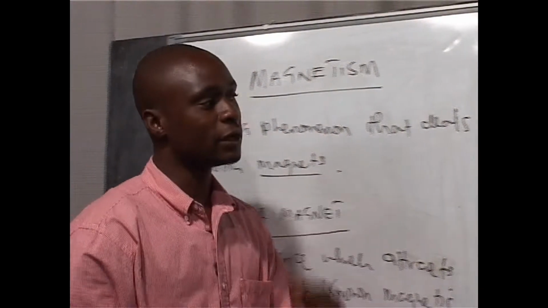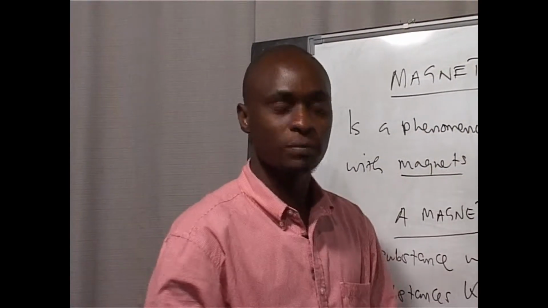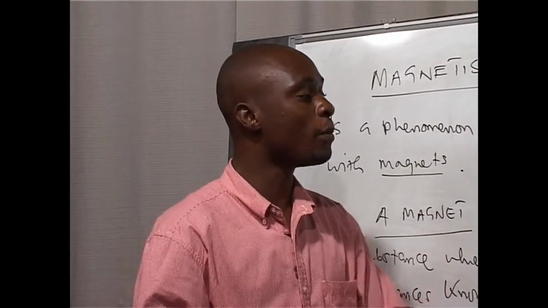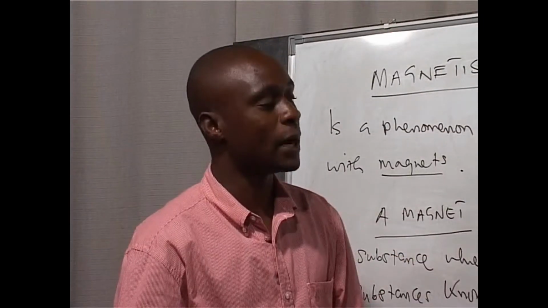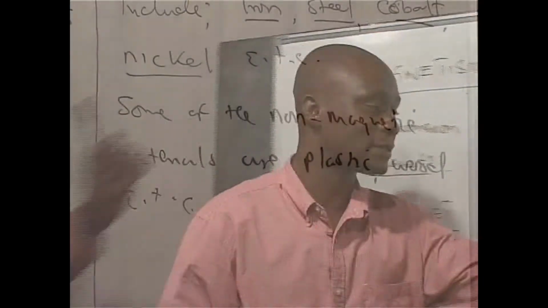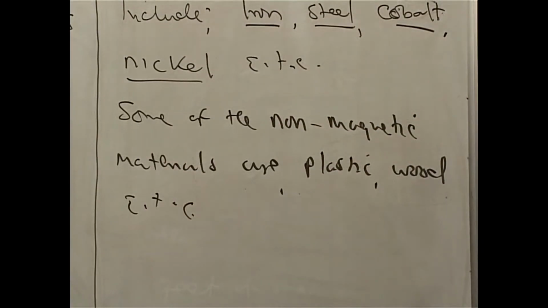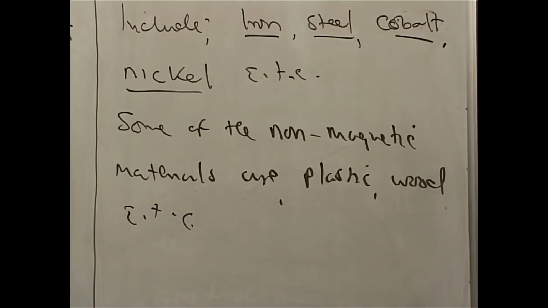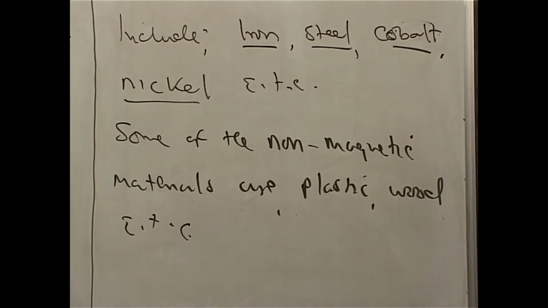Meaning that if you have a magnet, and you bring iron close to this magnet, the iron will be attracted by the magnet. If you bring steel, cobalt, and nickel, they will all be attracted by a magnet. But if you bring plastic or wood close to a magnet, you find they will not be attracted. And such materials are referred to as non-magnetic materials.